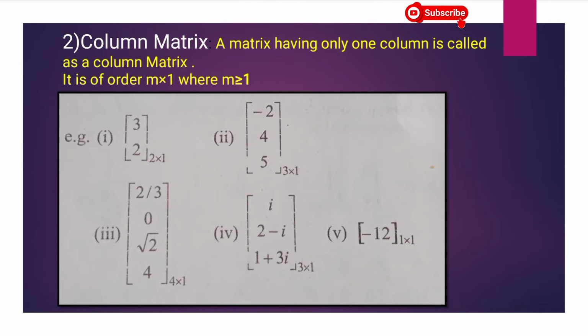नाउ द सेकंड टाइप इज कॉलम मैट्रिक्स. A matrix having only one column is called a column matrix. It is of order m cross 1 where m is greater than or equal to 1, means जिस मैट्रिक्स में सिर्फ वन ही कॉलम रहेंगे तब उस मैट्रिक्स को हम कॉलम मैट्रिक्स कहेंगे. दिस इज द फॉलोइंग एग्जाम्पल.